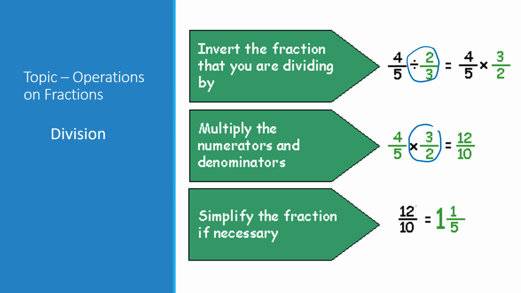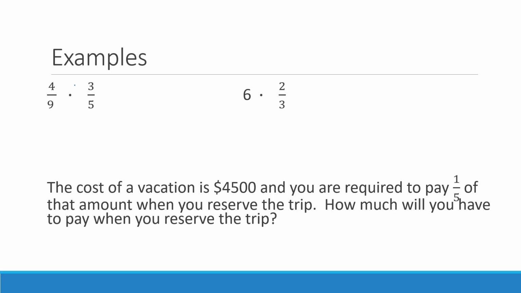Notice in this answer, if they had an improper fraction, just like we did on the previous slide, you do want to change it into a mixed number. Now, how do you know if you have an improper fraction? Just as a reminder, if your numerator is larger than your denominator, then you want to divide these two in order to change it to a mixed number. So let's look at some examples.